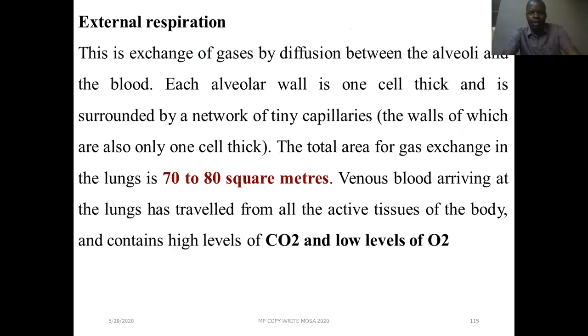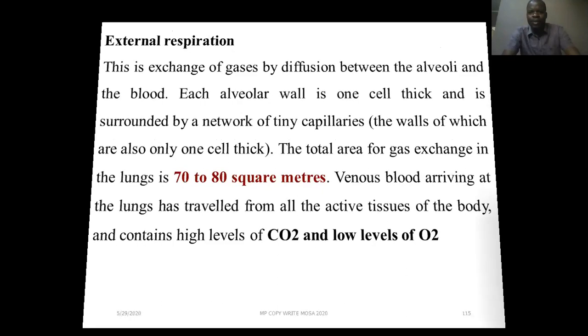External respiration. This is the exchange of gases by diffusion between alveoli and the blood. I've explained this: that is carbon dioxide and oxygen.